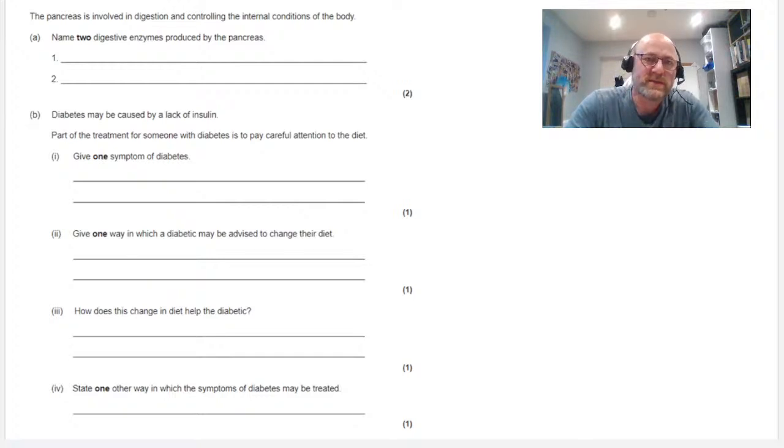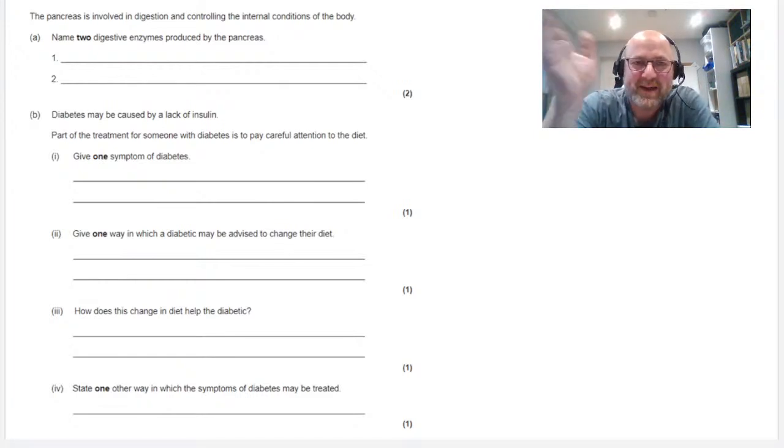Name two digestive enzymes produced by the pancreas. Pancreas isn't just involved in releasing hormones into the bloodstream. It produces enzymes. It's also a digestive organ. At A level, we call it an exocrine organ. It's an endocrine organ which releases hormones, and we call it an exocrine organ because it releases enzymes. Two digestive enzymes could be amylase or protease or lipase.